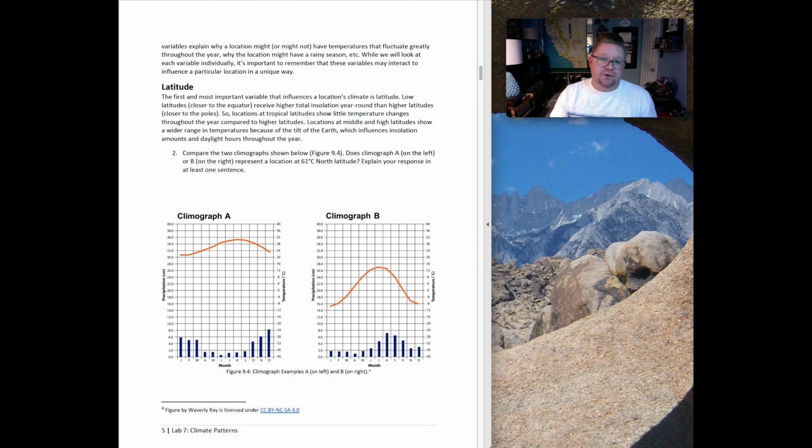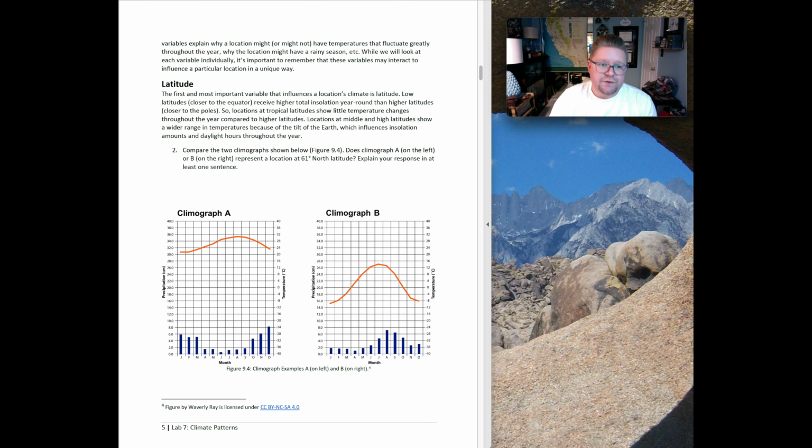Low latitudes, or ones that are closer along the equator, receive higher total insolation year-round, or incoming solar radiation, versus higher latitudes closer to the poles. So locations at tropical latitudes show very little temperature change throughout the course of the year, while on the other hand, locations of higher latitude would experience a greater fluctuation.